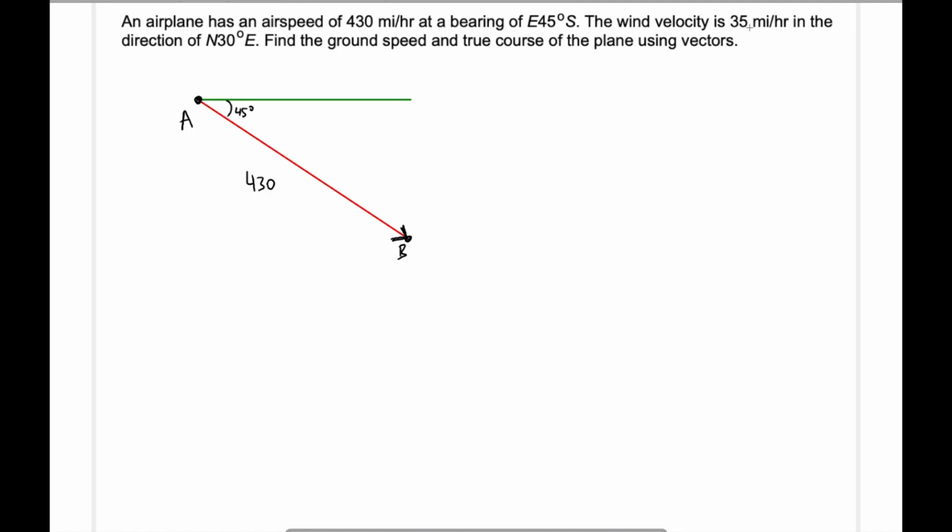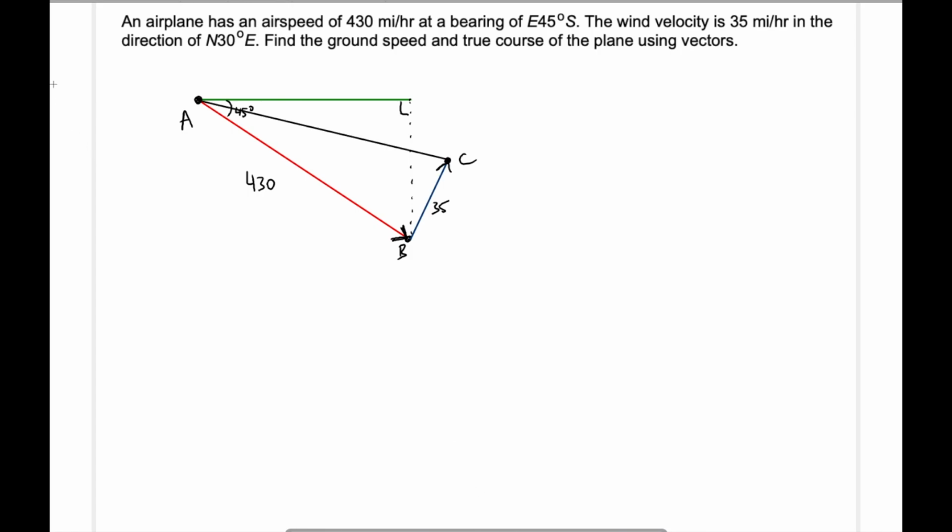And the vector associated with that will have the direction 30 east of north. So that means if we're making it look like north here, this is going to be the wind vector, right? So it has a 35 miles per hour magnitude, and we'll call this BC. So our purpose now in this problem is to find the ground speed and the true course of the plane. So that means we need to find this vector right here.